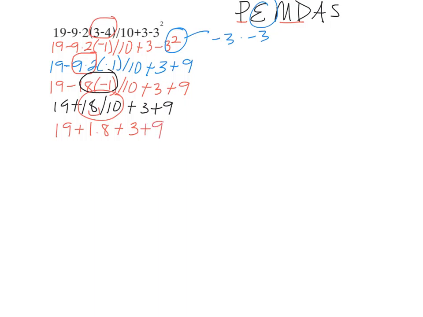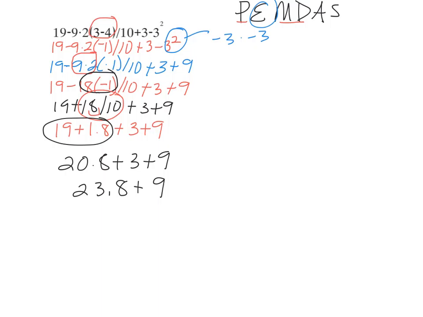Awesome. And we have all adds left. So we have 19 plus 1.8 is 20.8, plus 3 plus 9, so 23.8 plus 9. So what we have left then, 32.8 is our answer. That's kind of a crazy one. Here's another one. Go ahead and pause this video and then check back for the answer.